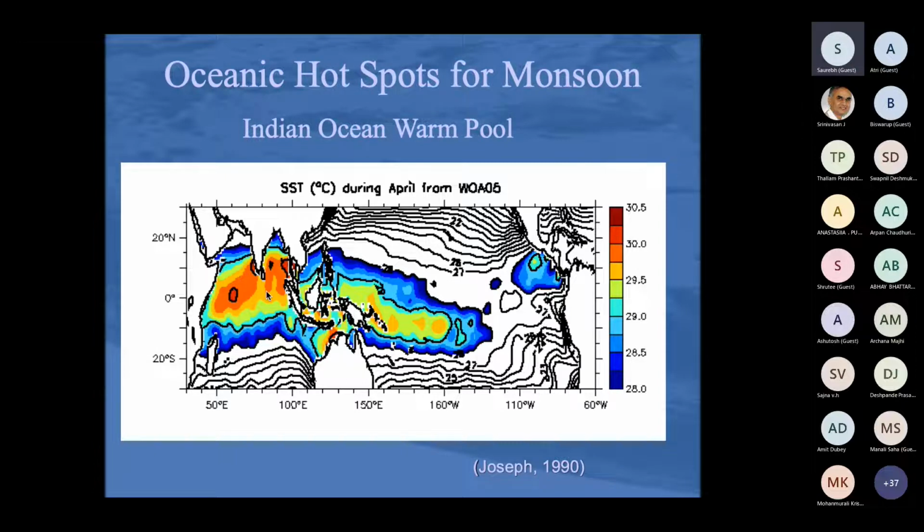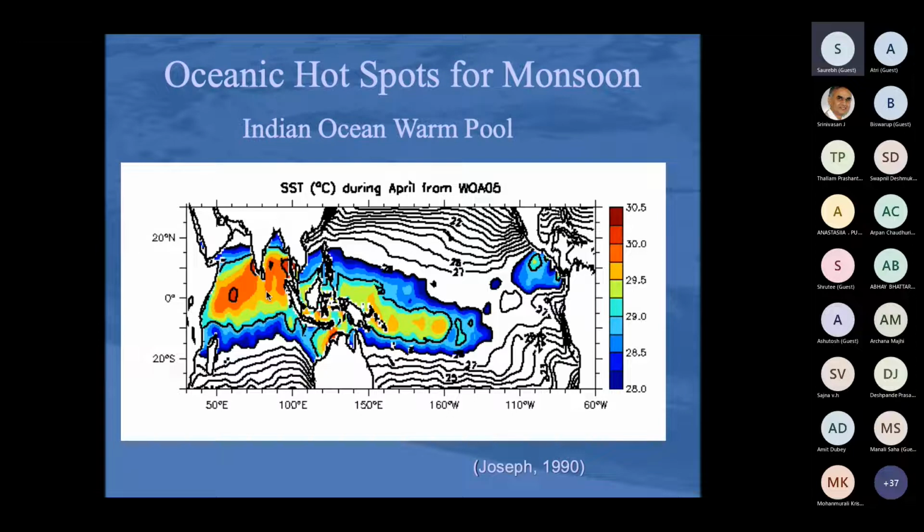Now, this region is called warm pool. If you look closely inside this warm pool, there are some regions where the temperature is even higher. They are the maximum, and that's if you look at the month of April. Why April? April is the pre-monsoon month, when the tropical Indian Ocean is nearly the warmest.